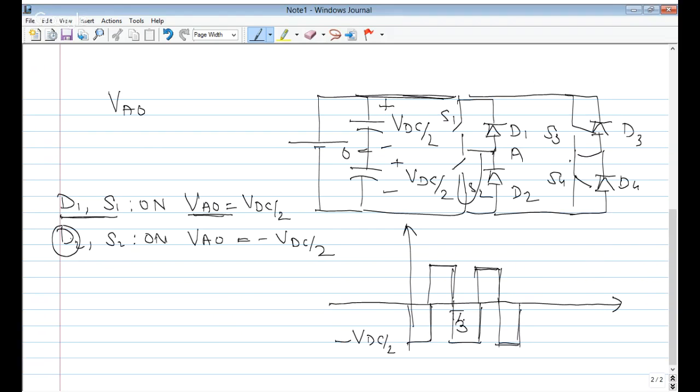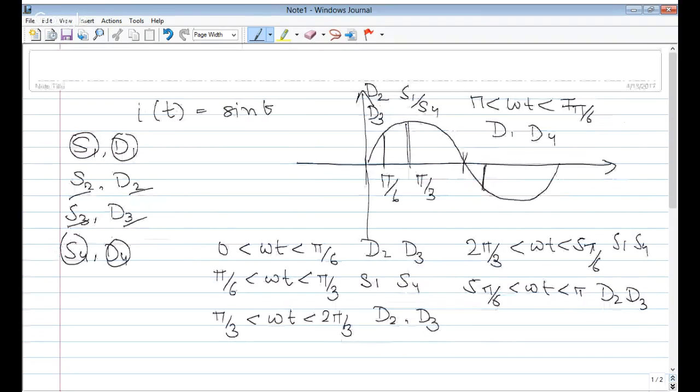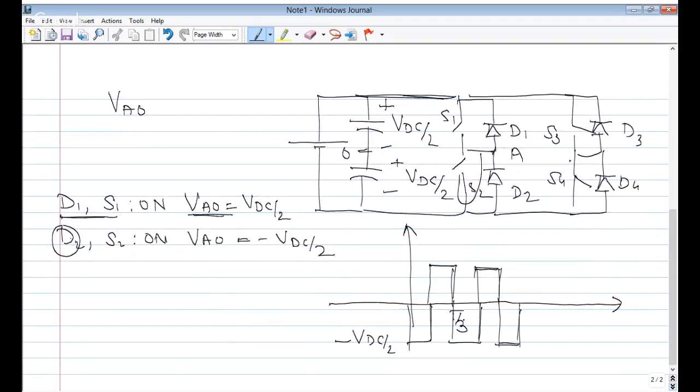Then again diode, minus. Then from pi to 7 pi by 6, what I told you earlier was D1 and D4. And now as I've shown you, whenever D1 conducts, plus VDC by 2. So that way the waveform will go like this. Okay, that will be V_A naught versus time.